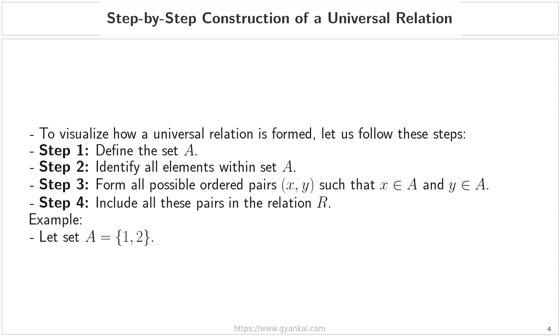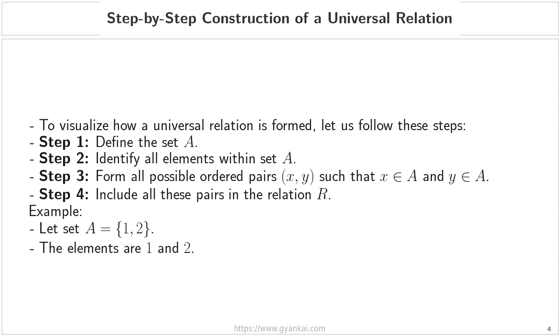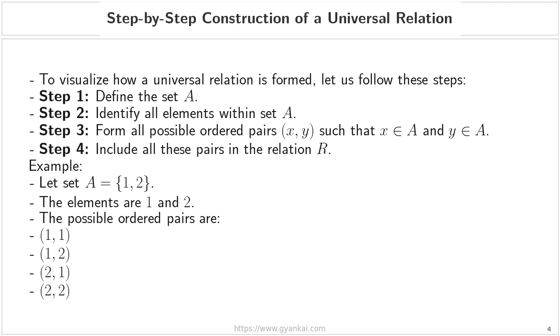Suppose we have a set A that contains the elements 1 and 2. As we can see, the elements are simply 1 and 2. Now we apply step 3 and form all possible ordered pairs. First, we pair 1 with itself to get (1, 1). Then, we pair 1 with 2 to get (1, 2). Next, we pair 2 with 1 to get (2, 1), and finally, we pair 2 with itself to get (2, 2).